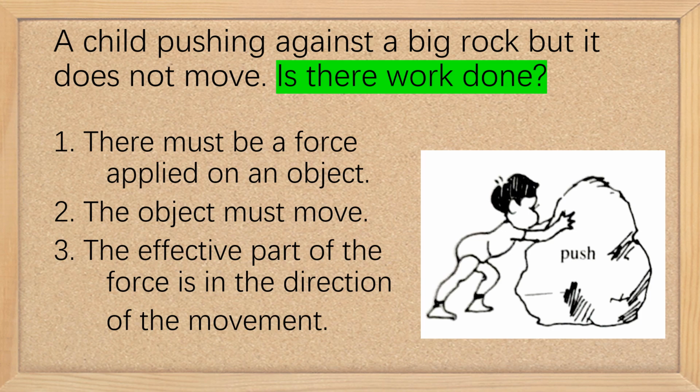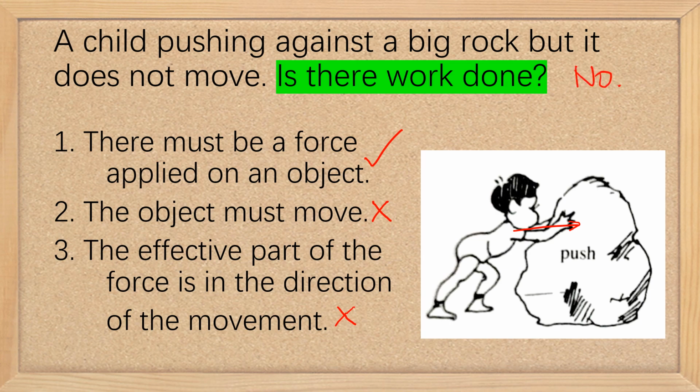Okay, number two, a child pushing against a big rock, but it does not move. Is there work done? Let's check. Number one, there must be a force applied on an object. As we can see, the child is pushing the rock, so the force is being applied to the rock. Therefore, this one is checked. The object must move. Even if the child is pushing the rock, the rock is not moving, so it is an X. The effective part of the force is in the direction of the movement. Yes, the force is there, but the object is not moving, so this one is an X. Is there work done? The answer is no.